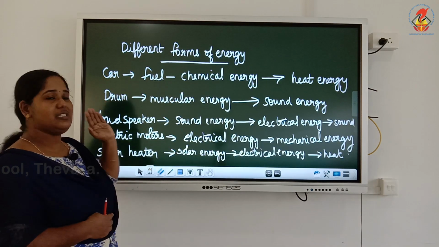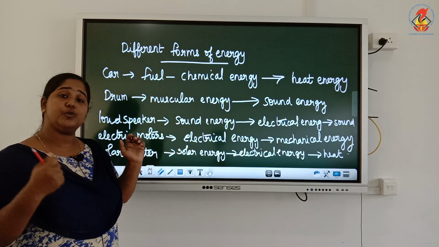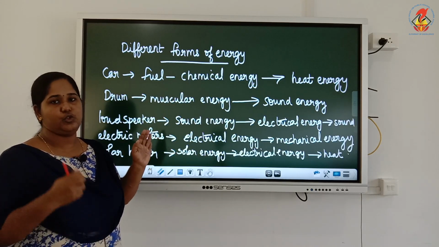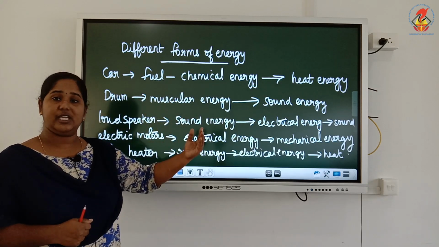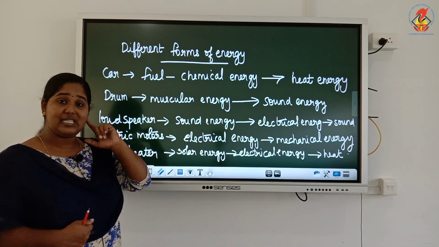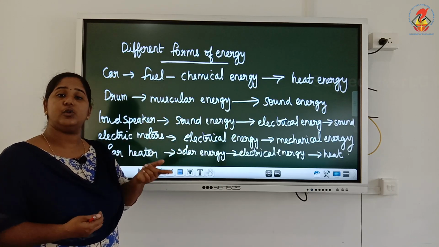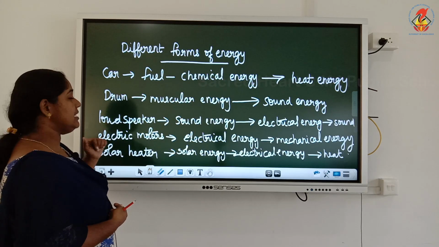Okay. Second one is drum. Beating a drum, you will hear sound. Which energy is used to beat a drum? Muscular. Use your muscles, isn't it? Muscular energy. It is converted into which energy? Sound energy. When you beat a drum with muscular energy, you hear sound. So muscular energy is changed into what? Sound energy. Next one is loudspeakers.